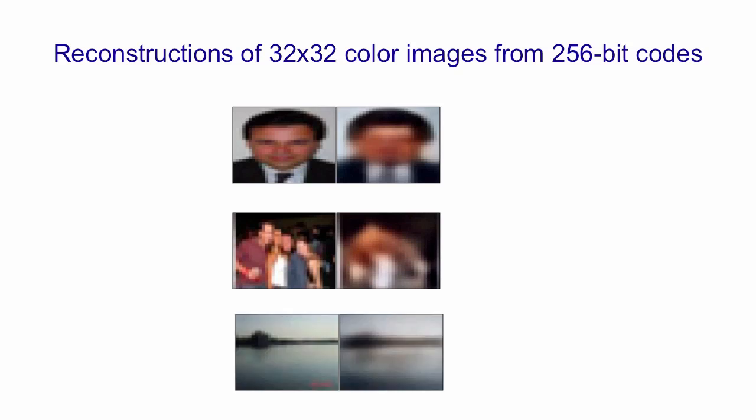Here's an outdoor scene, and you can see that the reconstruction captures a lot of information about the outdoor scene. It captures the water and the sky, and the fact that there's a thin strip of land. So let's look at the quality of retrieval we can do with an autoencoder that gives those kinds of reconstructions.